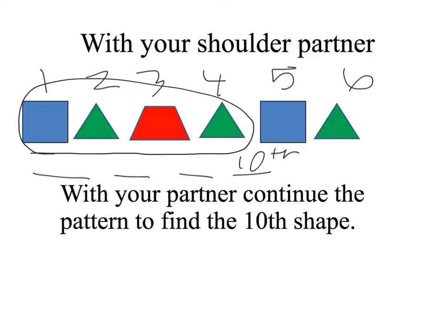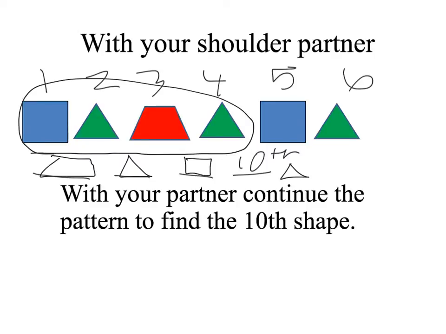So if we wanted to know what the 10th shape was, we could just continue the pattern until we get to the 10th shape. So after a square, triangle, then it would be the trapezoid, then it would be the triangle, then we would start again with the square, so then the 10th shape would be the triangle.